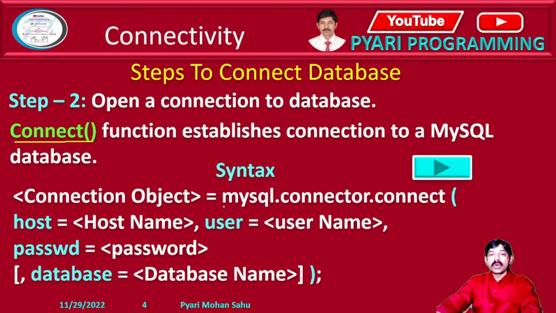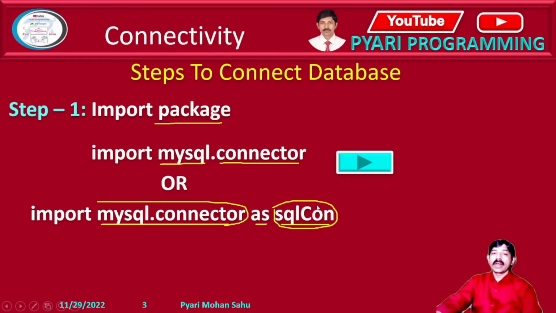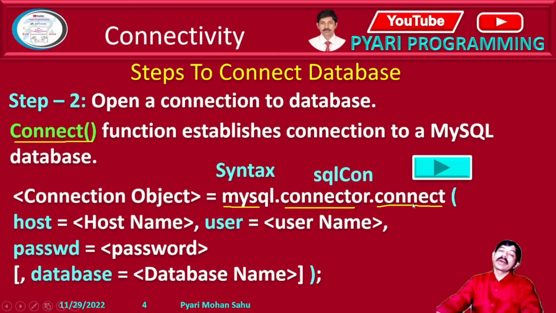mysql.connector.connect. So that means the connect function is used to establish a connection between MySQL and database. Now, in order to call this, I need to take the help of mysql.connector. Now, as I already told you, if you don't want to use such a long name, you can use a short form also. We have seen sqlcon in the previous slide, so we can use sqlcon.connect also. Now, what parameters does it take? It takes 4 parameters. What are they?